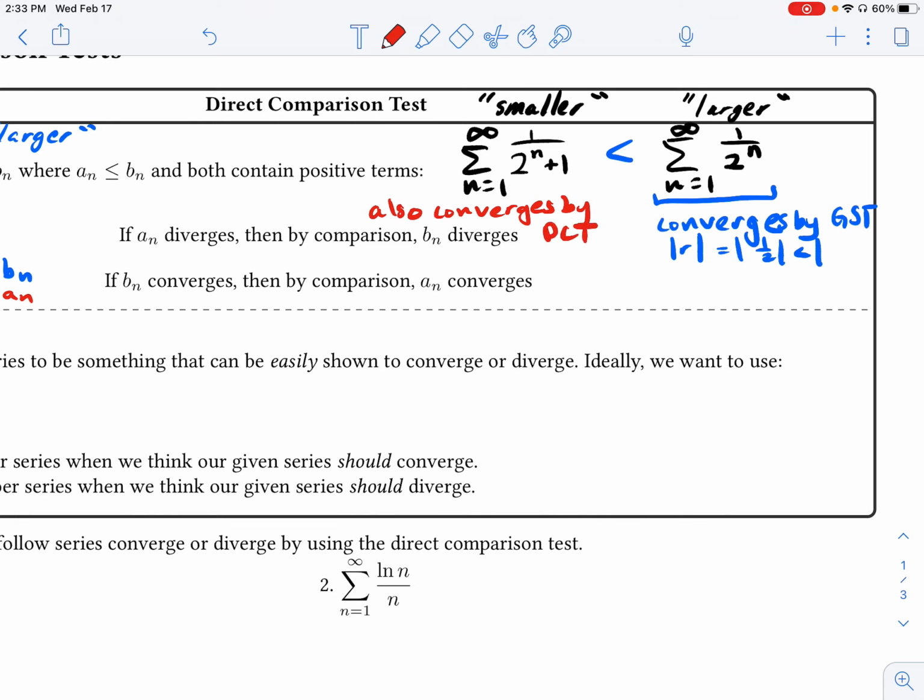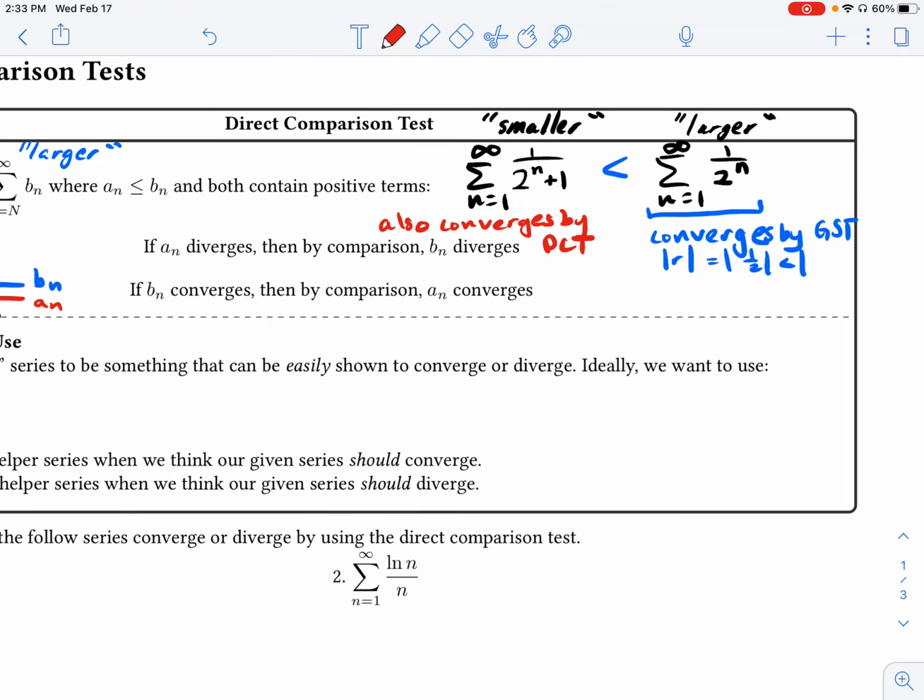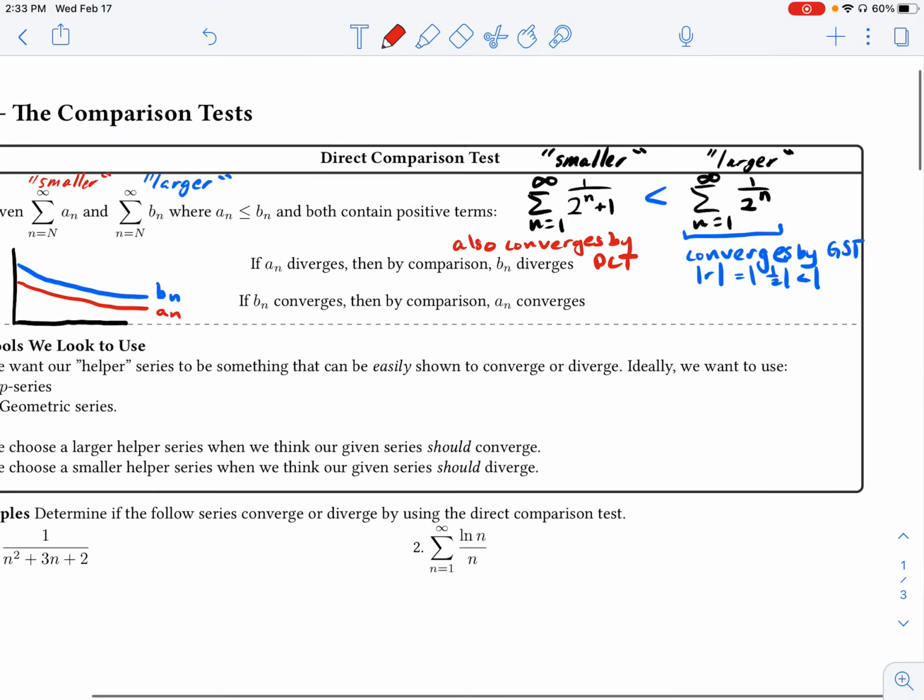And I'll do another problem in a second where I'm a little bit more clear with what work is required to receive full credit on problems like these. But hopefully this just gives you a sense that, if you really just intuitively think about it, if your larger series is converging to a finite sum, then your smaller series that has smaller terms has to also converge. It can't suddenly diverge.